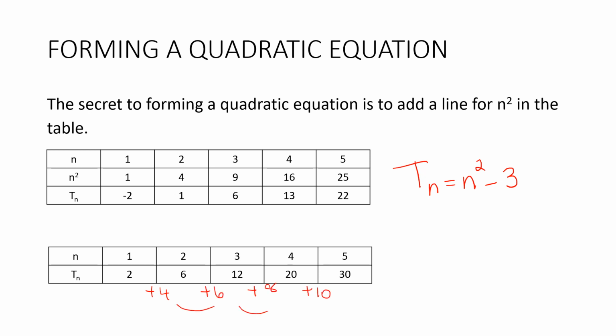So those second differences are constant. So we need an n squared: 1, 4, 9, 16, 25. Now from here to here I'm adding 1, then adding 2, and then adding 3, and then adding 4, and then adding 5. So in this case, it's going to be n squared plus n. Let's see if that's right. 1 plus 1 is 2, 4 plus 2 is 6, 9 plus 3 is 12. Yep, it's correct. So there's our formula.